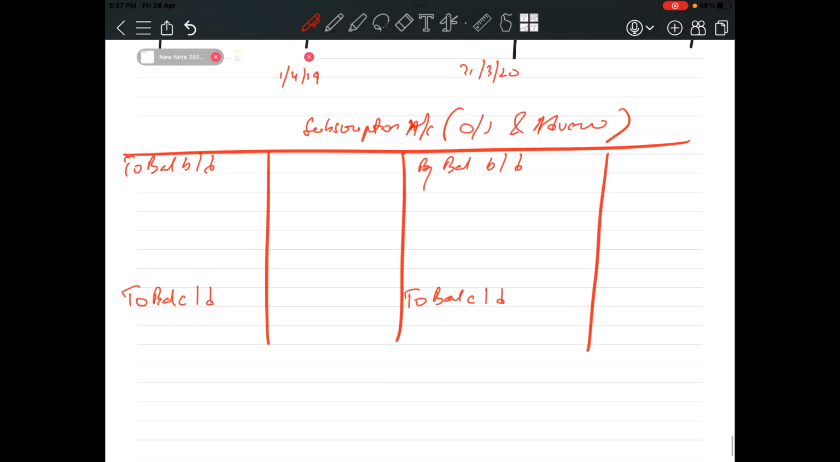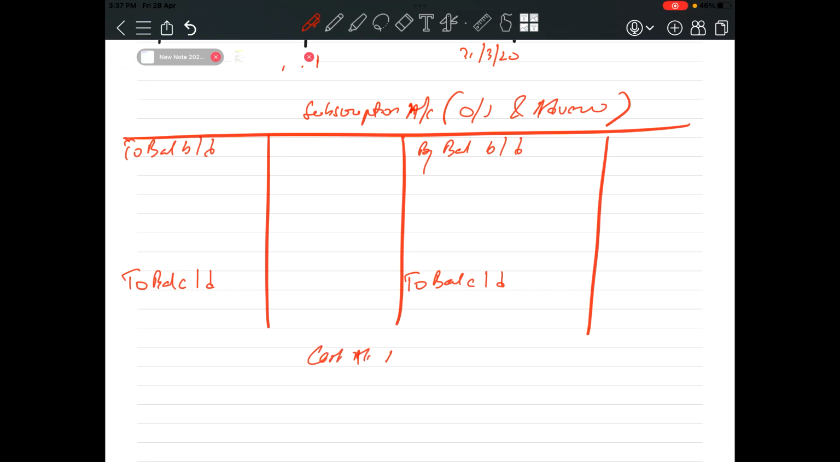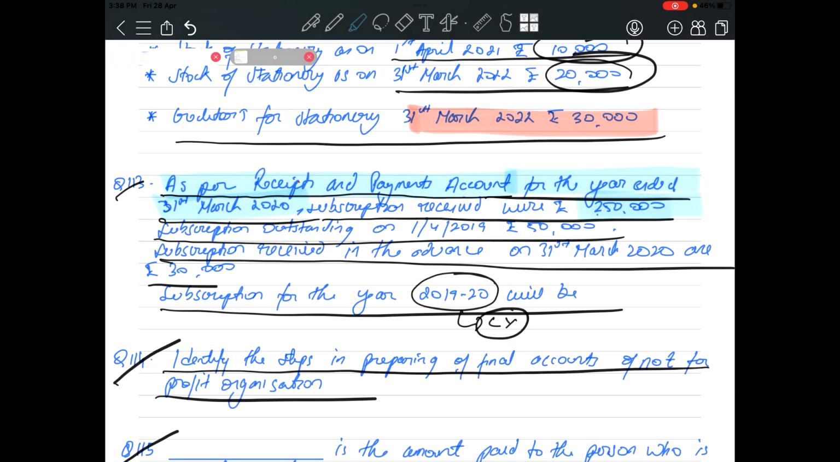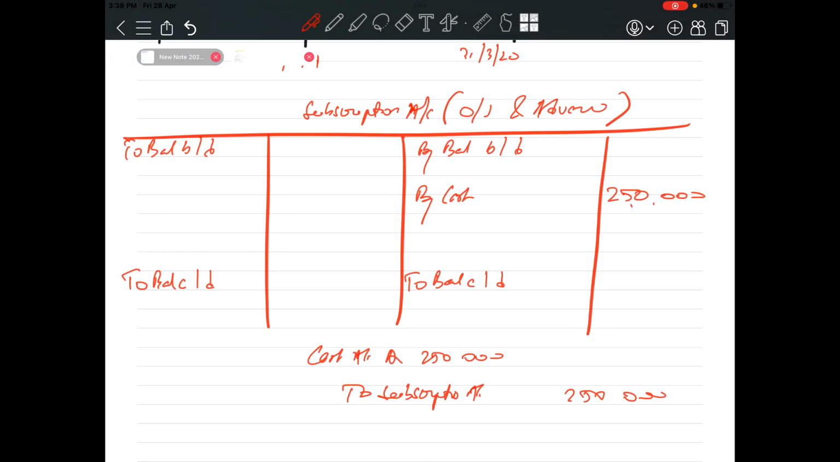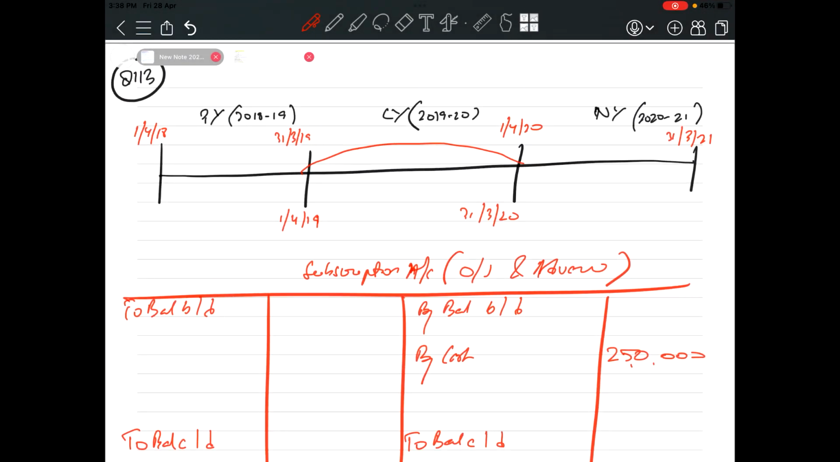Now see, we have received 2,50,000 during the year. So what will be the journal entry for this? Cash account debit 2,50,000 to subscription account 2,50,000. So where will this cash come? On the debit side of the cash account, 2,50,000. Simple. Now the third line: subscription outstanding on 1/4/19 was 50,000. When is 1/4/19? This will be the opening balance. Opening balance is how much?